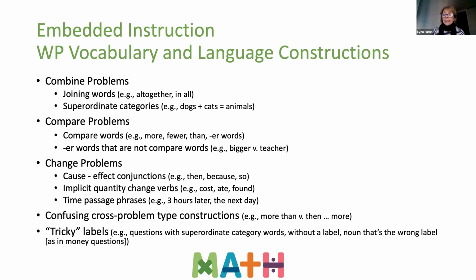So you get a sense of the kinds of words and language that need to be taught and understood. A lot of children come to school with all this vocabulary and all this language understanding. And if children don't already possess this kind of language knowledge, then they're at a disadvantage within the context of word problem instruction.